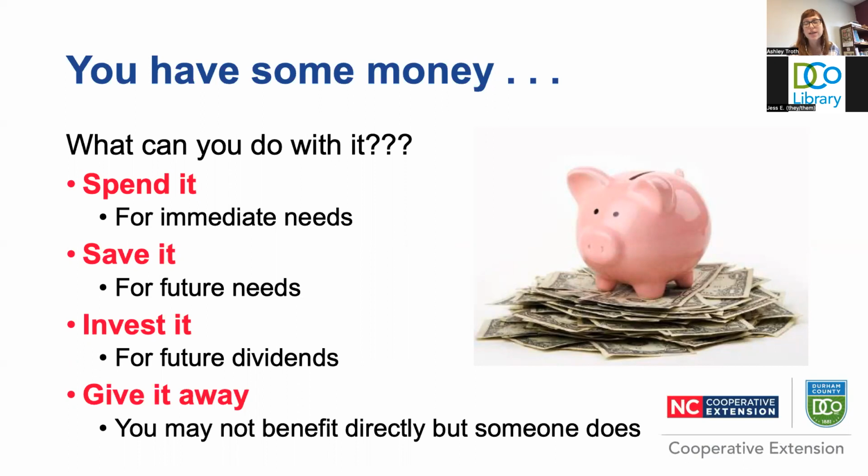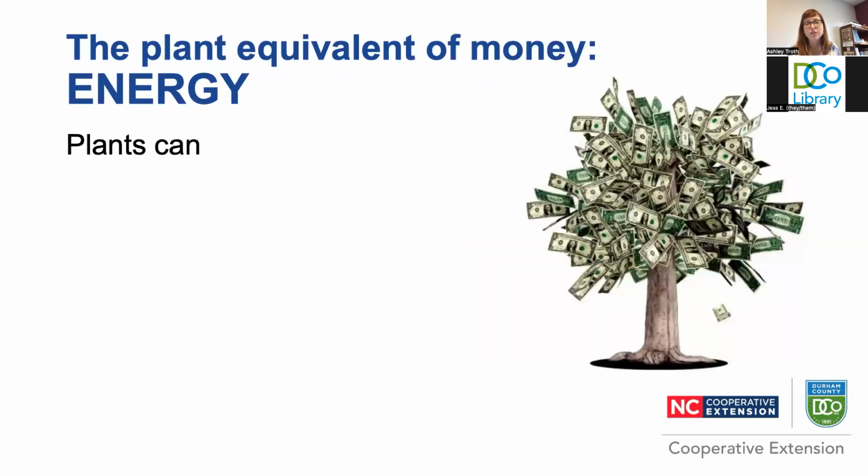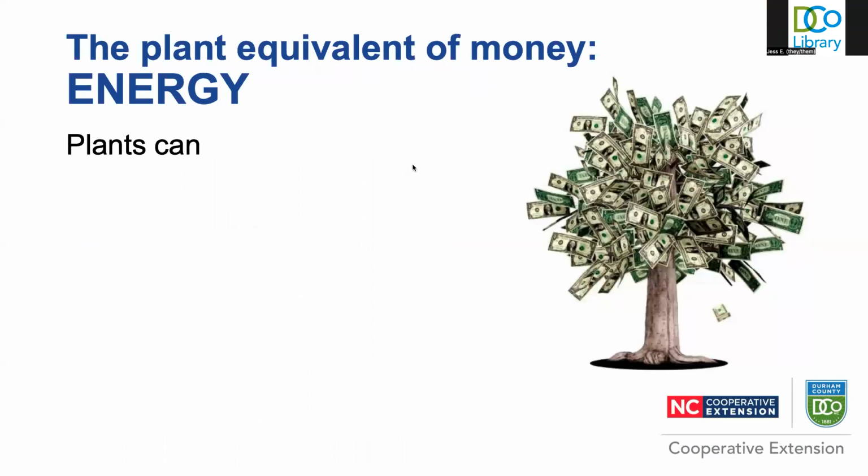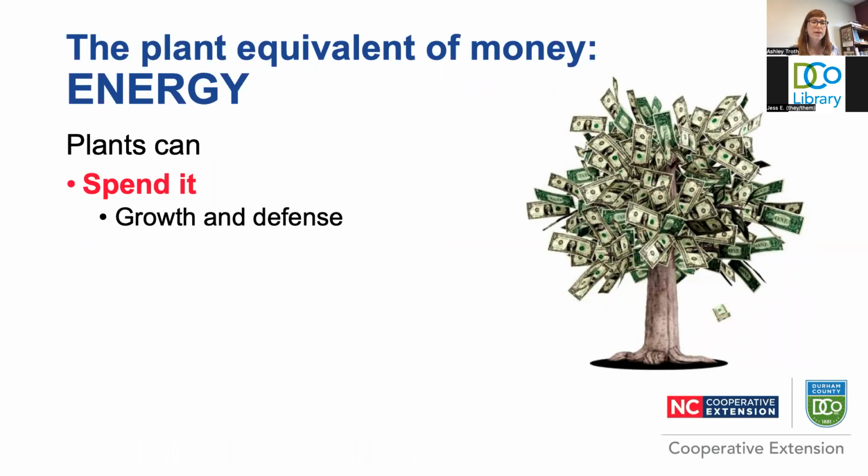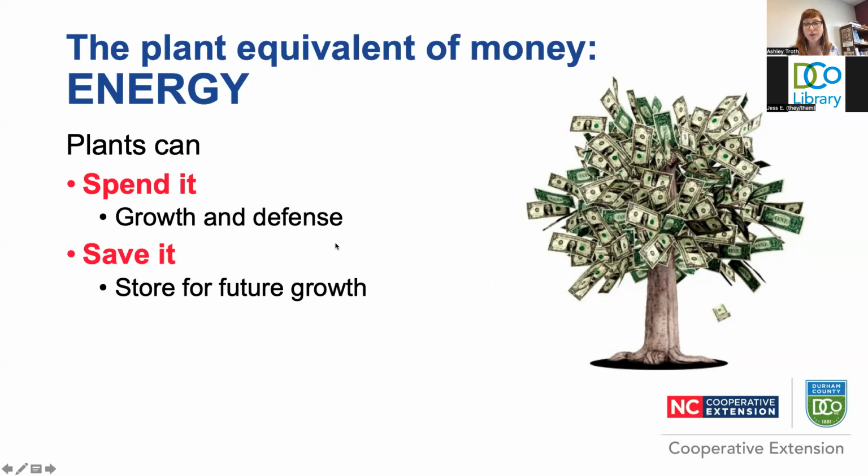Plants are exactly the same. Instead of having money, they have energy reserves, right? And so what do they do with that? Just like us, they can spend it. This is things like growth and defense, right? So this is things like growth and defense. So growing new leaves or putting energy into compounds that are going to help defend that plant against diseases and insects. They can save it for future growth.